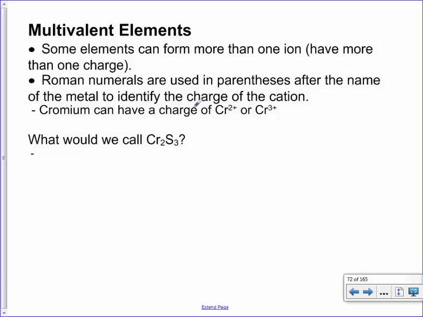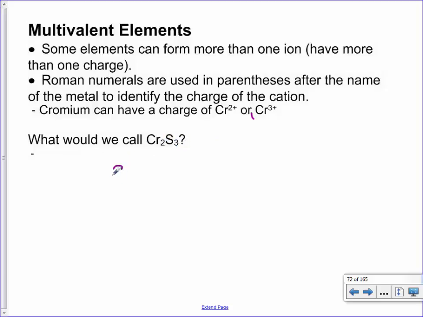Let's say we wanted to form a compound with chromium. Well, we'd have to ask ourselves, is chromium using its 2+ charge, or is it using its 3+ charge? Because it could be either. And so we need a way of naming these. So maybe I'll go to this question here. What will we call Cr2S3?